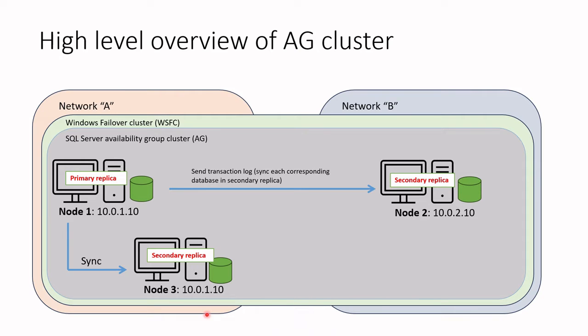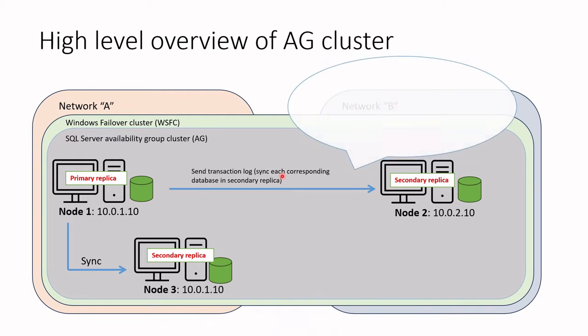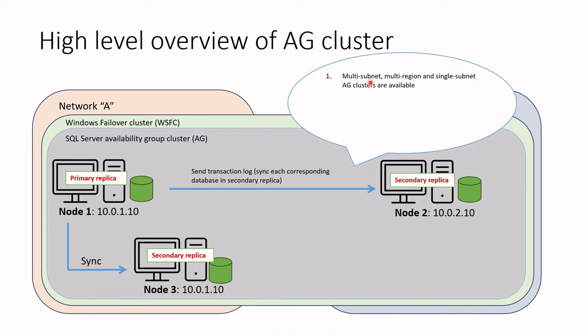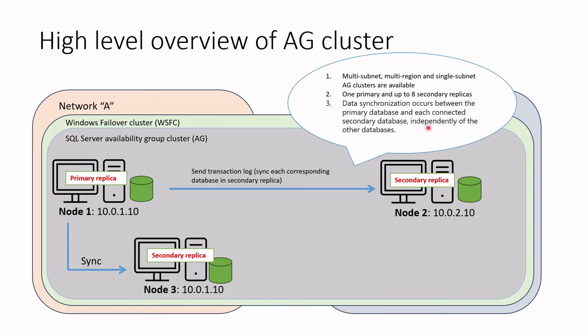There are some important points to mention here. There can be multi-subnet, multi-region, and single-subnet AG clusters. You can create any type of AG cluster, okay? Here we created a multi-subnet cluster by using network A and network B. In each AG cluster, there can be one primary replica and up to 8 secondary replicas. And finally, data synchronization occurs between the primary database and each connected secondary database, independently of the other databases.